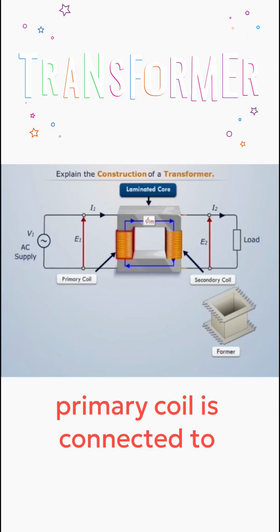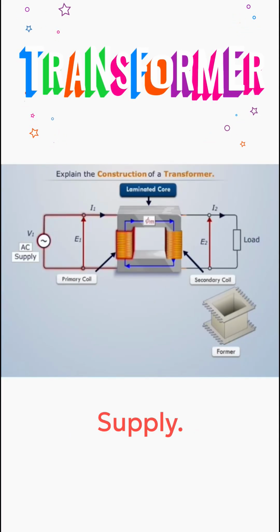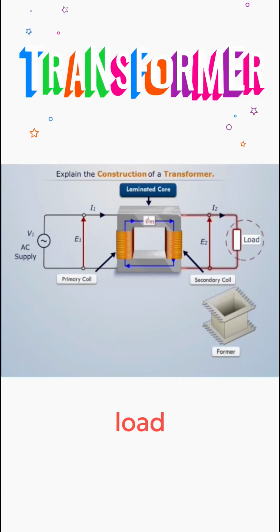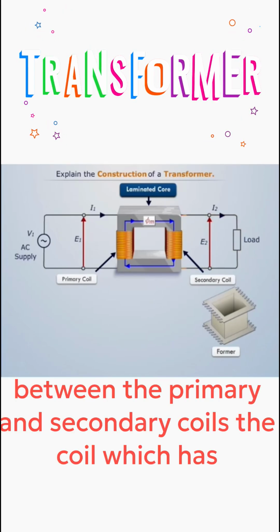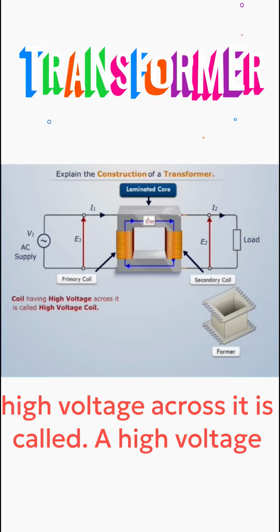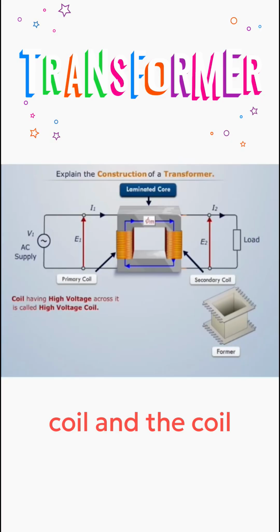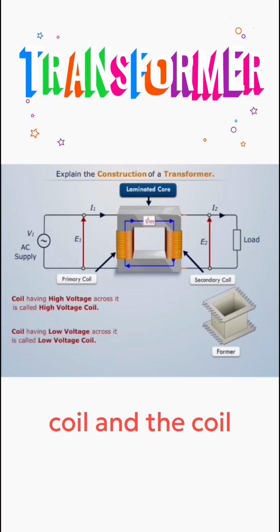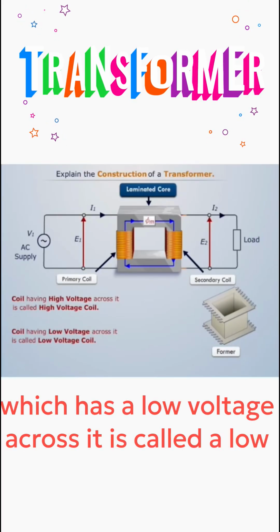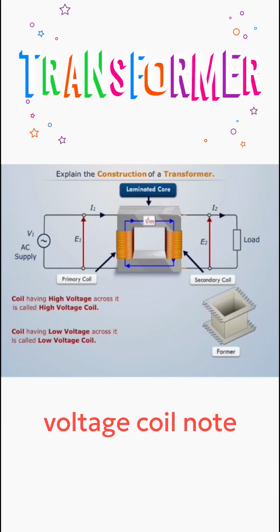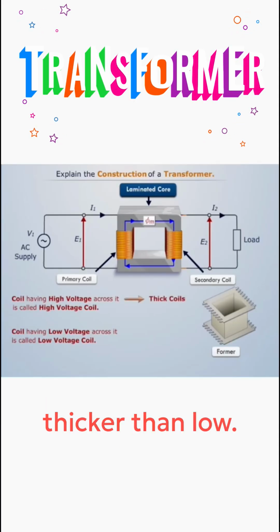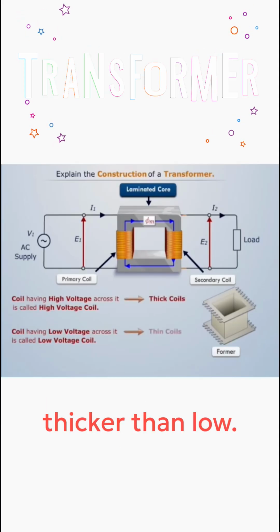Primary coil is connected to an AC supply and a load is attached to a secondary coil. Between the primary and secondary coils, the coil which has high voltage across it is called a high voltage coil, and the coil which has a low voltage across it is called a low voltage coil. Note that high voltage coils are thicker than low voltage coils.